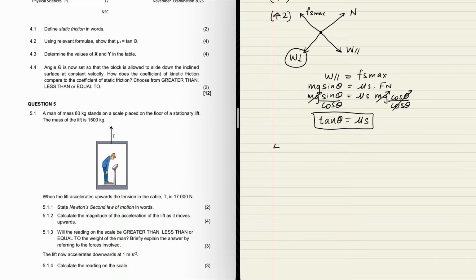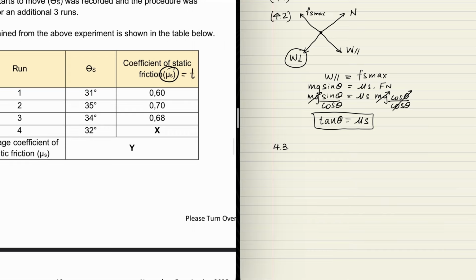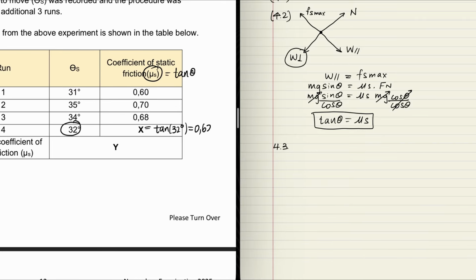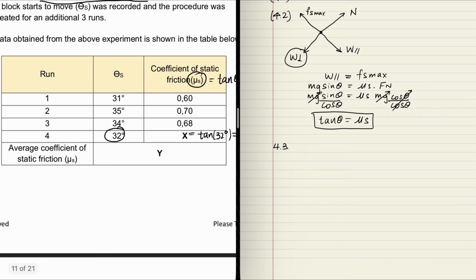Moving on to question 4.3. Determine the values of x and y on the table. If we know that the coefficient mu s is equal to tan theta, then all we need to do is substitute 32 to get what x is. So we'll say tan of 32 degrees, and that's equal to 0.625.